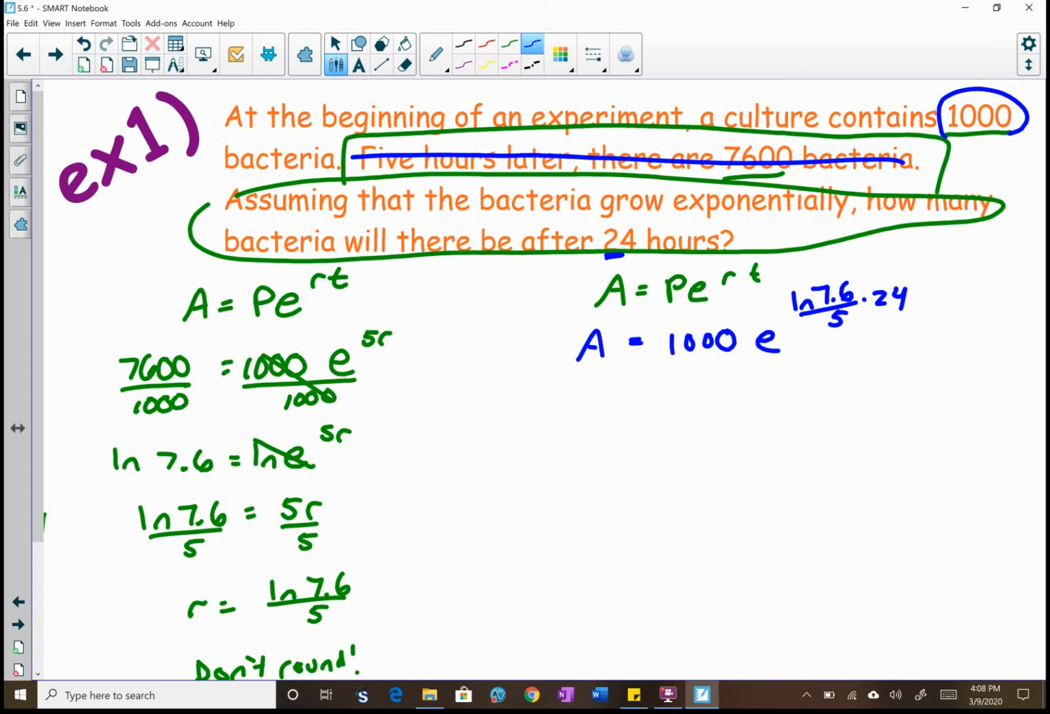Now, before we keep going, let's think about our units. They said, how many bacteria? Well, bacteria is a living thing. And there's always somebody that likes to argue with me, but there's no exceptions here. Living things don't have decimals. So what we do is we round down to the nearest whole number. Always round down. So let's go ahead and everybody grab your calculators, type this in.